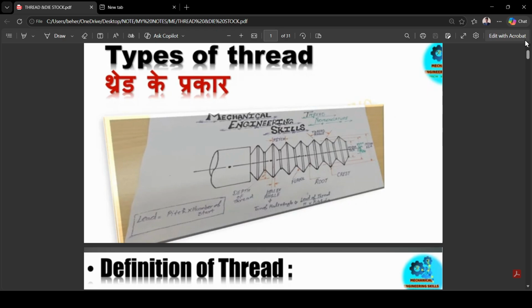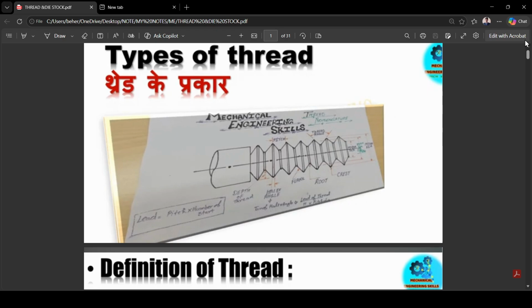Important terms of thread. Major diameter: the largest diameter of a thread is called the major diameter. Minor diameter: the smallest diameter of a thread is called the minor diameter. Pitch: the distance between two corresponding points of adjacent threads is called the pitch.